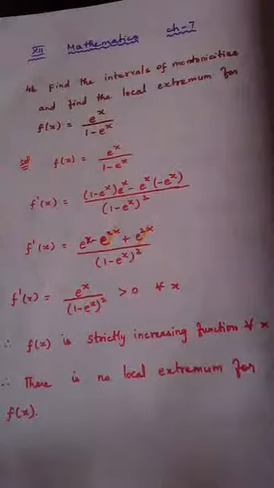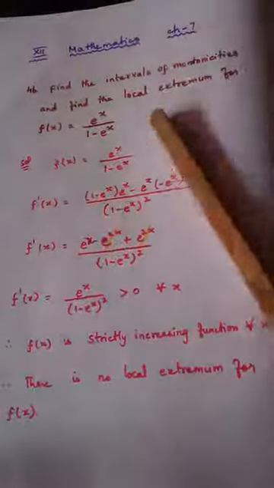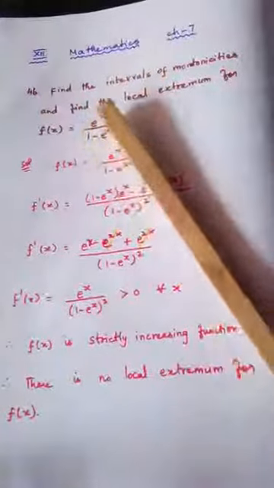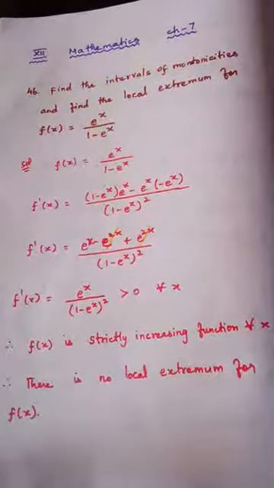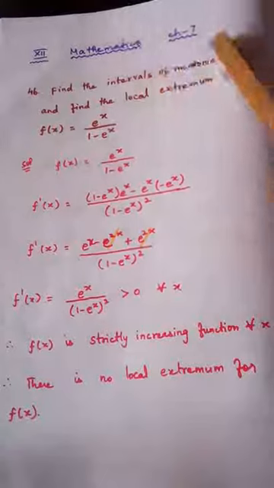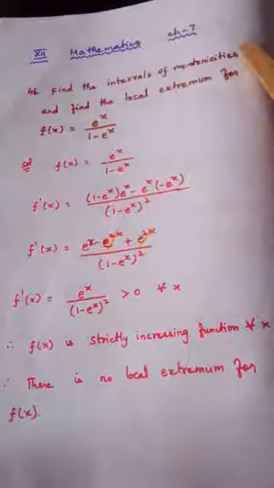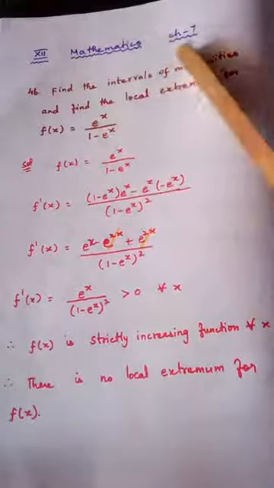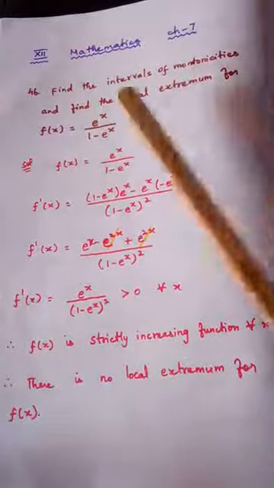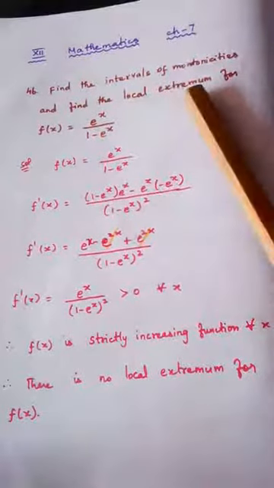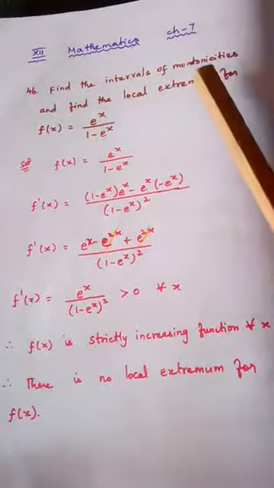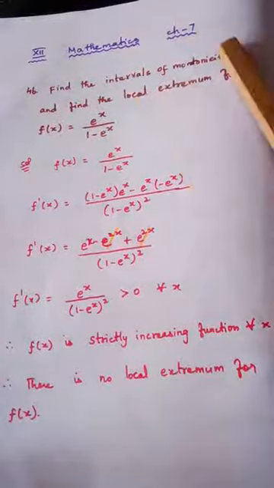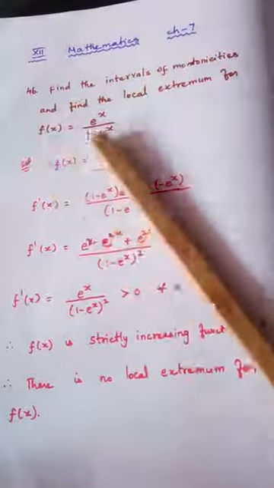Problem number 46. Find the intervals of monotonicities and find the local extremum for f of x equal to e power x by 1 minus e power x. I have already told you that monotonicity means increasing and decreasing. So talking about the increasing and decreasing property of the function is called monotonicity. Local extremum means local maximum and local minimum. Those together combinedly are called local extremum. So we need to find the monotonicity as well as local extremum for this function.